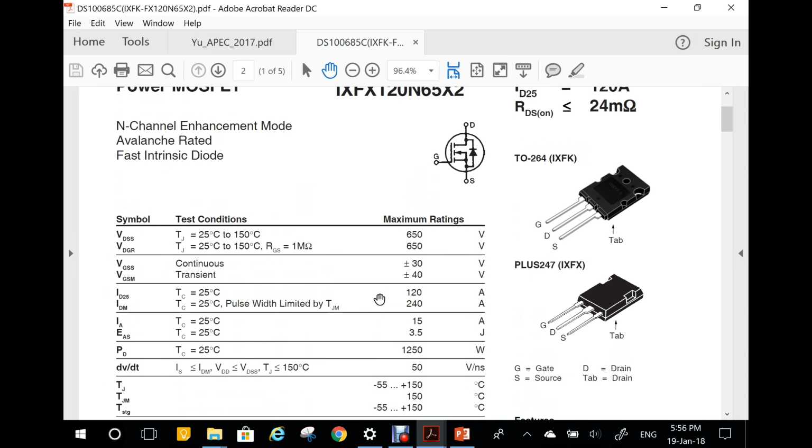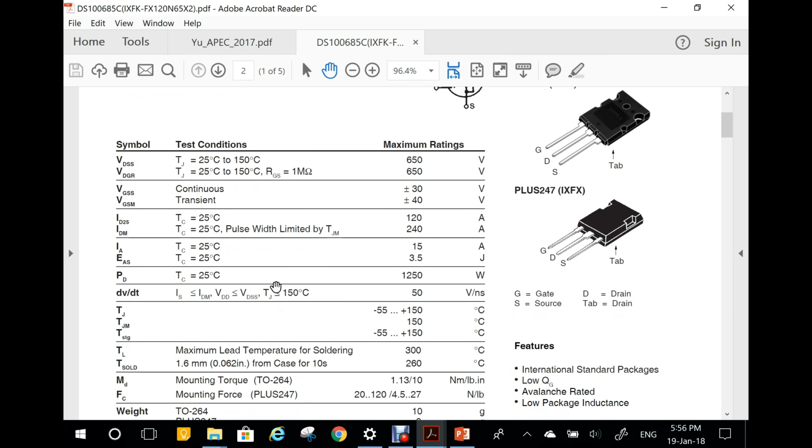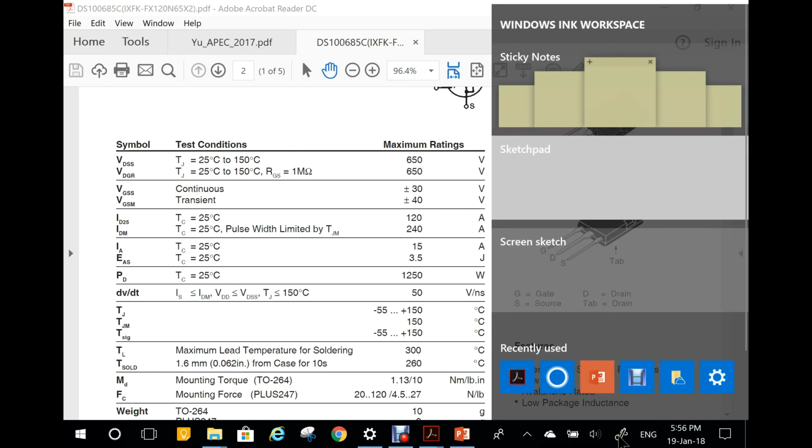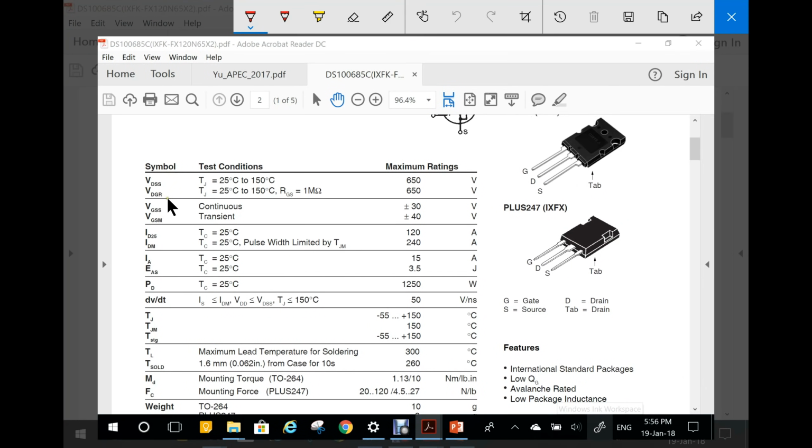So let me start with the maximum rating. This is the first table, very important, although these are not operating conditions. These are just parameters that tell you that you should not exceed these, otherwise the device might be damaged. Okay, so these are the parameters, and let's have a look at the first one, which is VDSS.